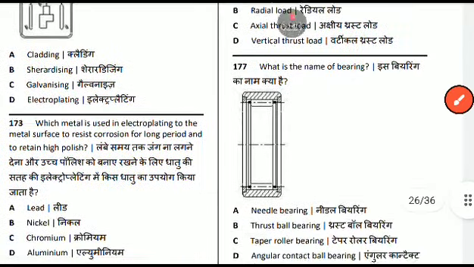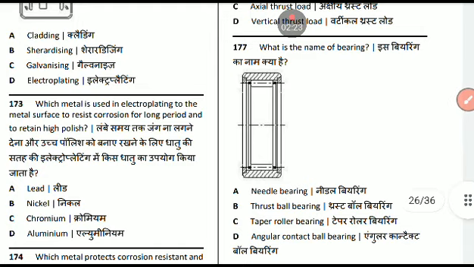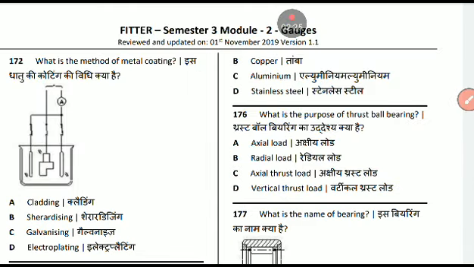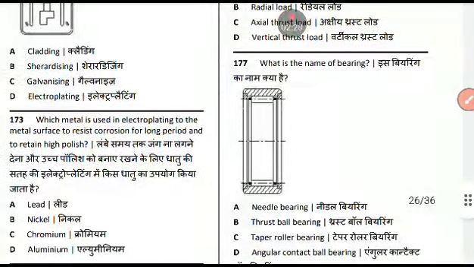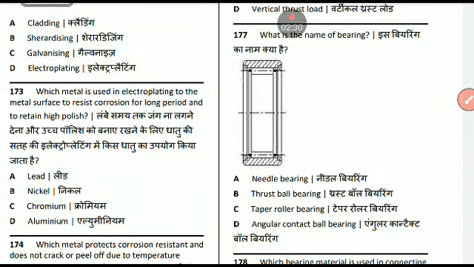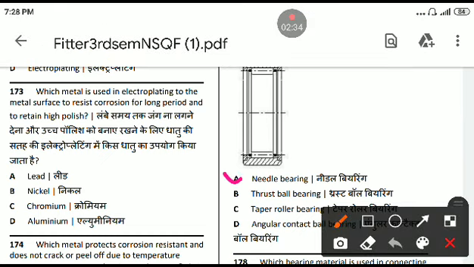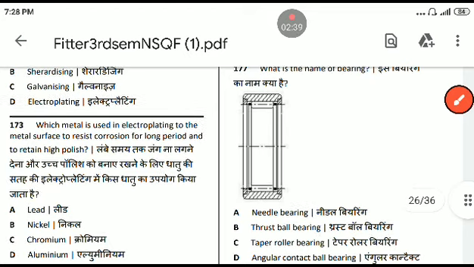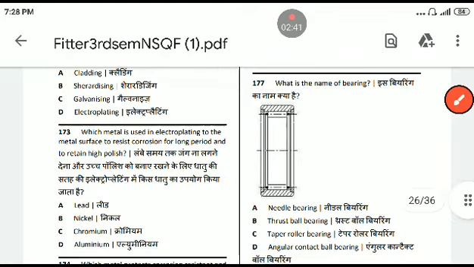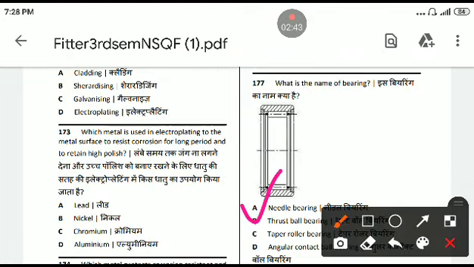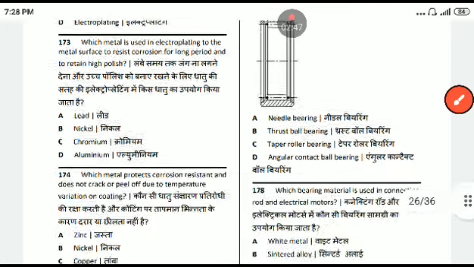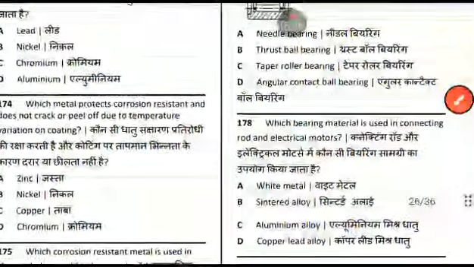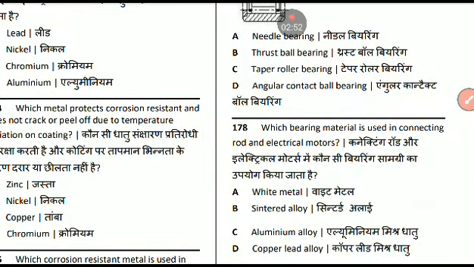What is the name of bearing? Option A needle bearing. Needle bearing.